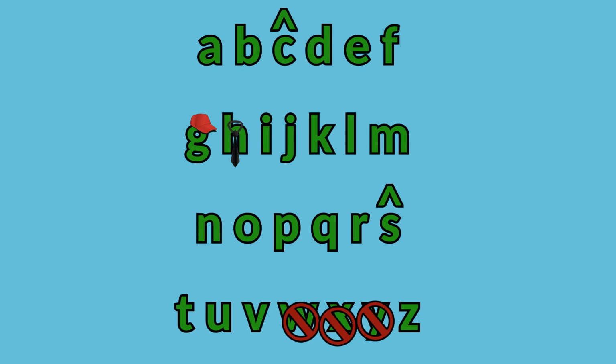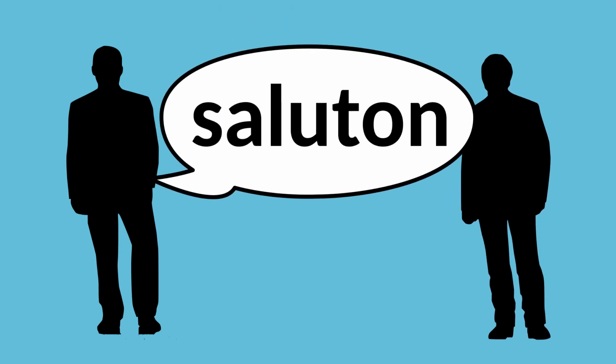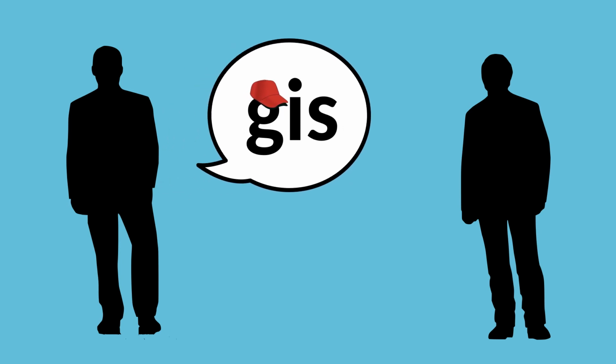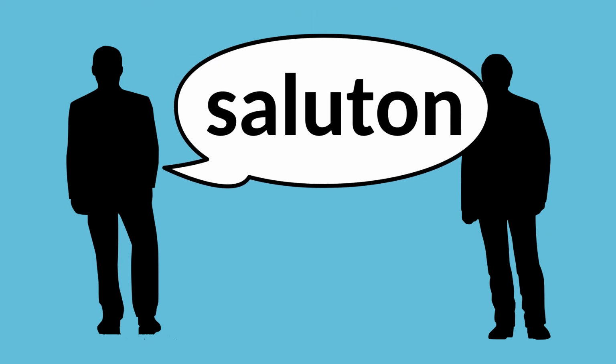Okay, so let's jump straight into an example conversation. When you meet your Esperantist, the first thing you're going to want to say is saluton. That just means hello. And then when you finish with the conversation, you can say gis. That means goodbye. So that's a conversation. You can go out straight away and practice that. When you meet your Esperantist, say saluton.